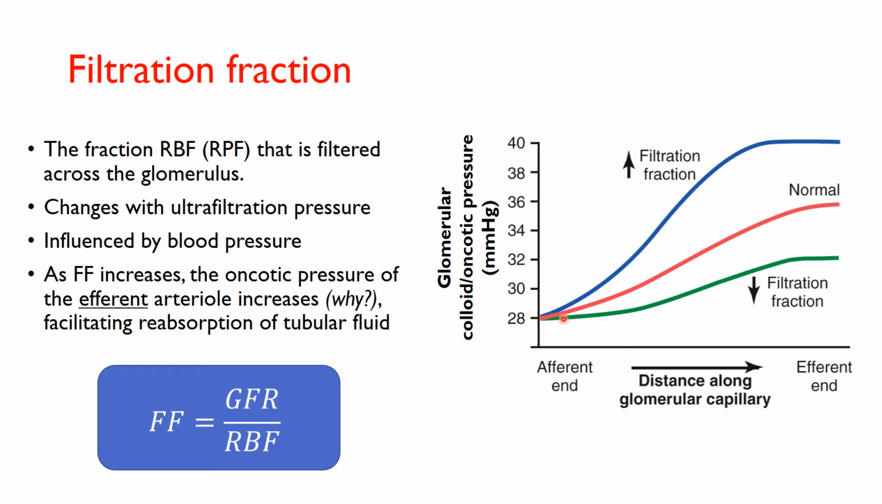So what you'll see here is this is normal filtration, normal glomerular filtration, okay, in this middle line. So at the beginning of the afferent end of the glomerular capillaries, you actually have a fairly lowish colloid oncotic pressure. But by the time you get to the end of the glomerular capillaries and you're entering the efferent arteriole, your oncotic pressure has gone up.